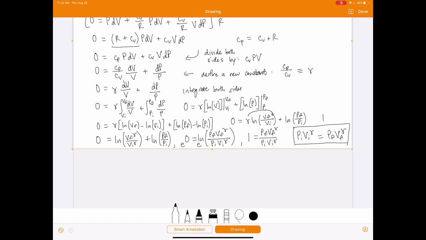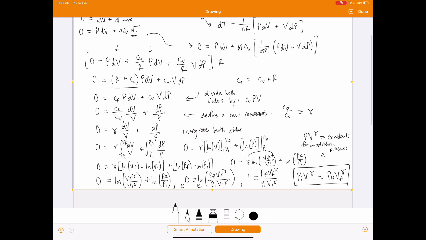Another way of saying that is just that P times V to the gamma power is a constant throughout an adiabatic process. So the product of pressure and V to the gamma power is something that stays the same. It's really important to remember. Then the last thing we'll do over here, and I'm kind of getting cluttered, so let's carve out a little bit of space over here.